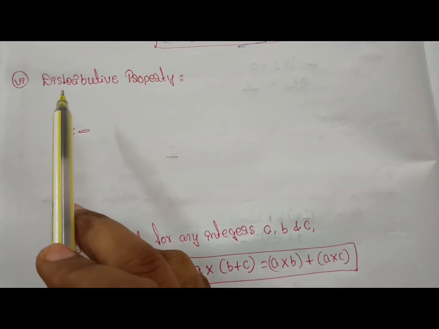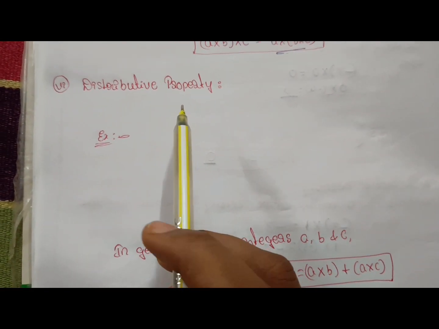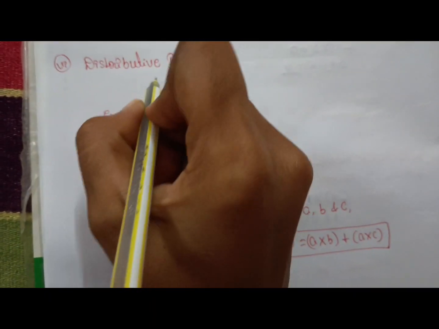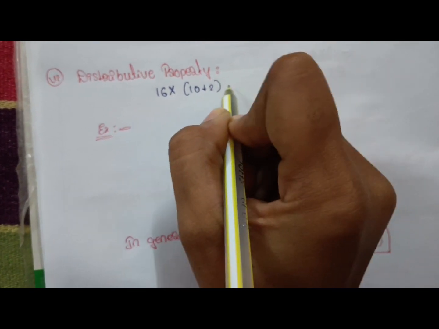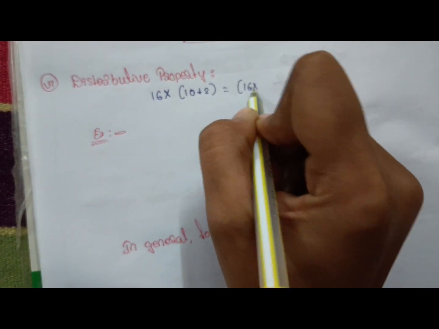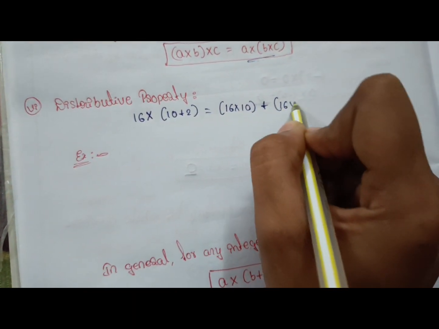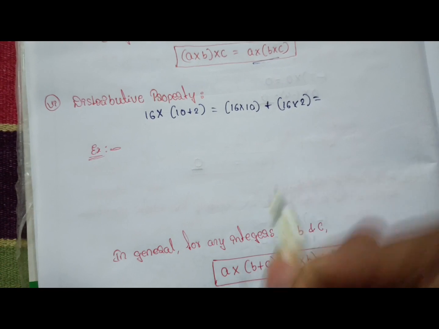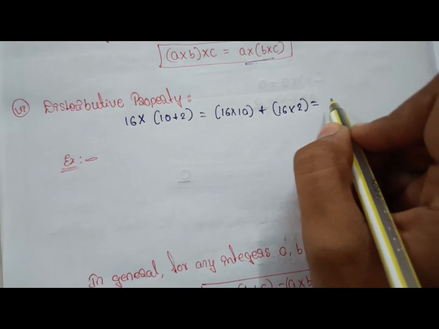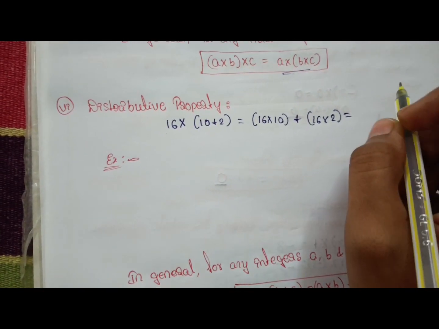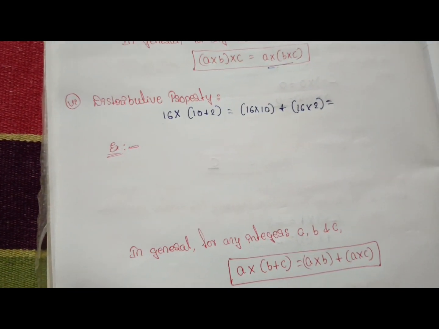The last property is distributive property. We know the distributive property for whole numbers, that is 16 into 10 plus 2 is equal to 16 into 10 plus 16 into 2. This property is distributive property for whole numbers. Let's check whether this property is true for integers also or not. I will take one example.